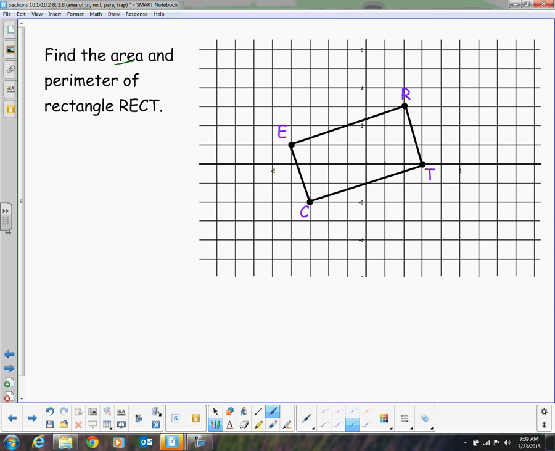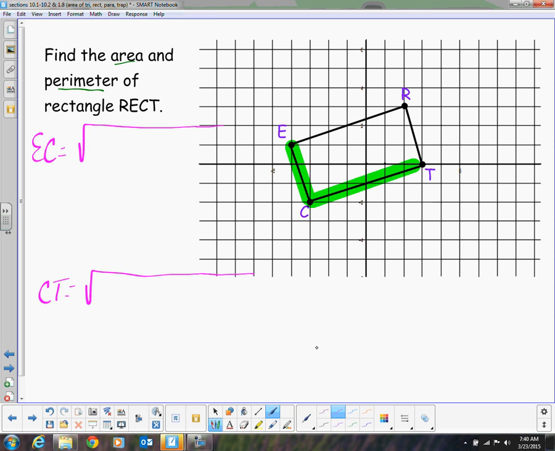I want you to find the area and perimeter of rectangle RECT. Okay? Can someone name a base using 2 letters? CT. Can someone name a height using 2 letters? EC. In order to find the length of those 2 segments, what are you going to have to do? I heard it. Distance formula. So let's find the distance of EC. It's going to be the square root of something. Then we're going to find the distance of CT, and it's going to be the square root of something.